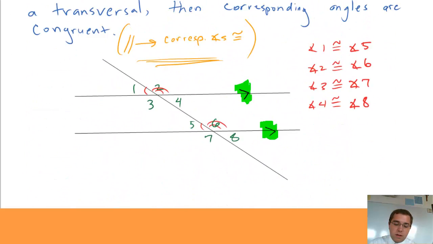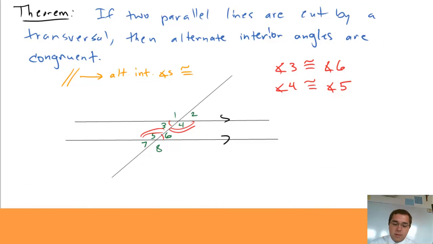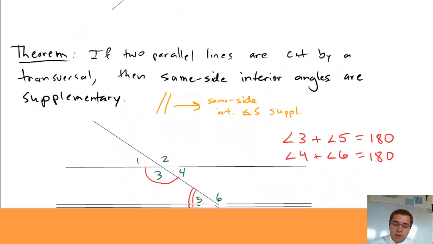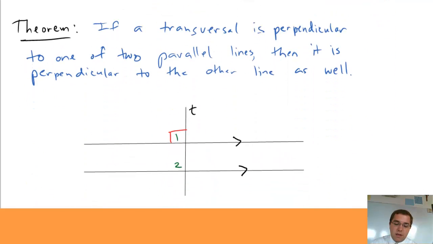Okay? To review, if two parallel lines are cut by a transversal, corresponding angles are congruent. If two parallel lines are cut by a transversal, alternate interior angles are congruent. And if two parallel lines are cut by a transversal, same side interior angles are supplementary. And finally, if a transversal is perpendicular to one of two parallel lines, it's also perpendicular to the other one.